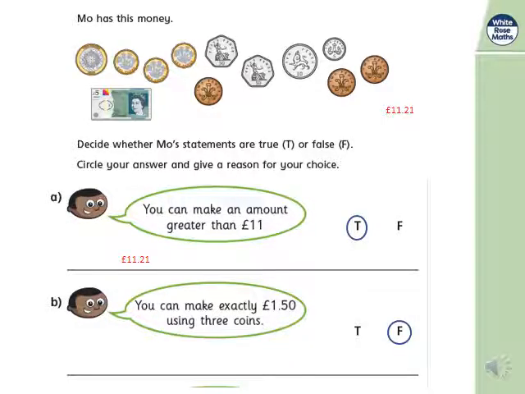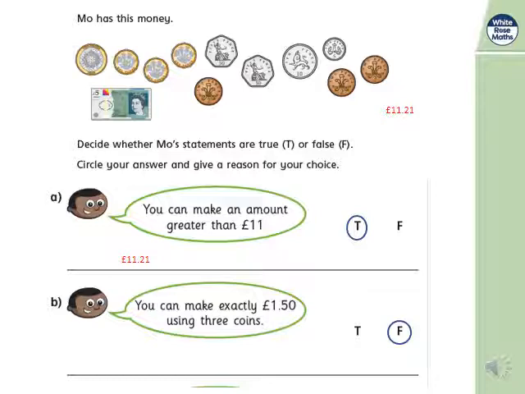So let's have a look at these first 2 statements. Well, hopefully the first thing that we worked out was how much money did Mo have. And by adding up, we would have worked out that he had £11.21. So looking at statement A, you can make an amount greater than 11. That statement was true because if we counted them all up, we knew that £11.21 is greater than £11.